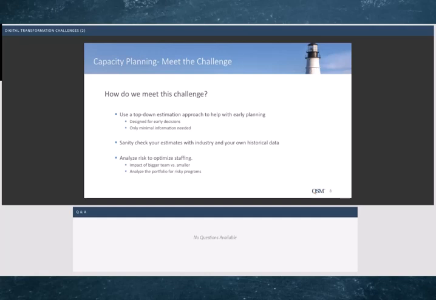Second way we meet this challenge is we recommend using industry data and historical data to help sanity check early planning and early estimates, right? So with QSM, we have that large industry database, so we leverage that to help our clients try to figure out, what should this cost, how long should it take, very early in the planning process. And the number three way we try to meet this challenge is we try to analyze risk early in the planning process in order to optimize the staffing effectively. We want to take a look at things like what are the impacts of a bigger team versus a smaller team. We want to be able to analyze the overall portfolio for risky programs. And we're going to show some examples of this as we move forward here.